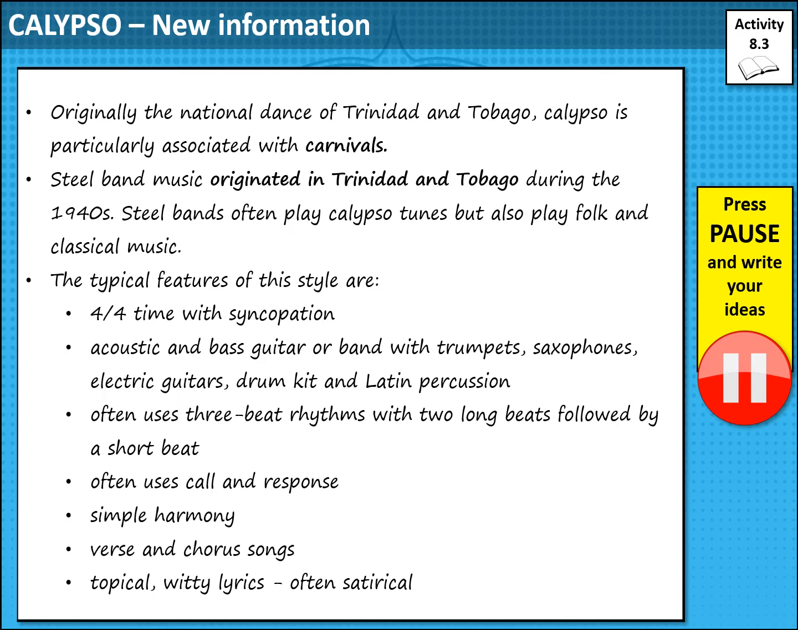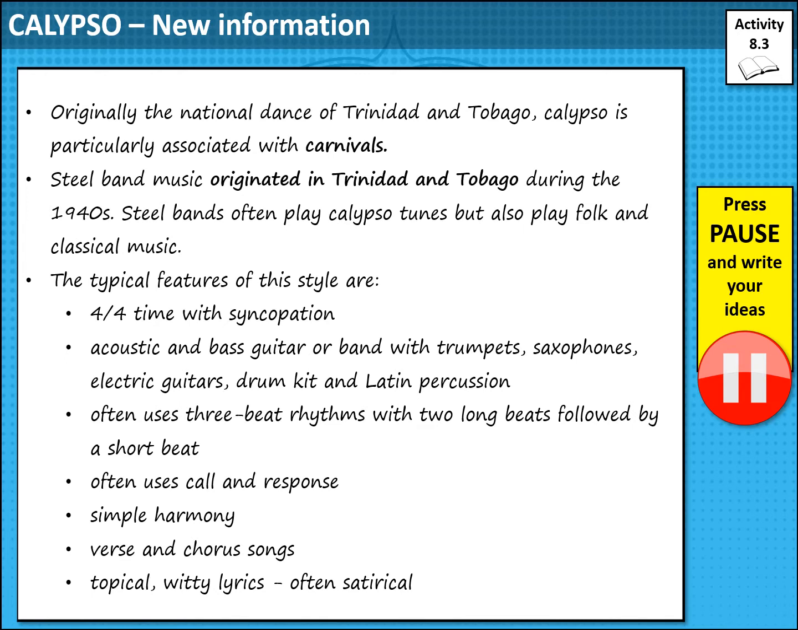If you don't know what a steel pan looks like, please pause the video now and come back to it. Typical features of Calypso music are that it uses 4/4 time and it uses that syncopated rhythm. Remember, that is where the accents are not on the strong beats of the bar. It uses the acoustic and the bass guitars and uses trumpets, saxophones, electric guitars, drum kit and Latin percussion, but it also uses some of those steel pans that we discussed.